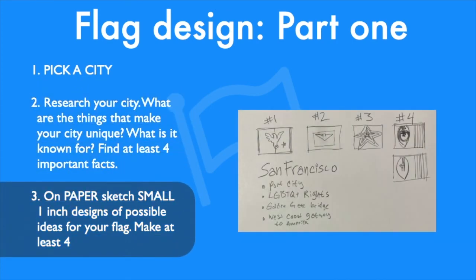Then on paper, don't do this digitally, I would like you to sketch out at least 4 thumbnail sketches of your design. They should be about 1 inch by 1.5 inches, very small. That's about how big your flag would appear if it were flying on a flagpole 100 feet away. So we're going to create 4 different designs, and then that will lead us to picking a final design.